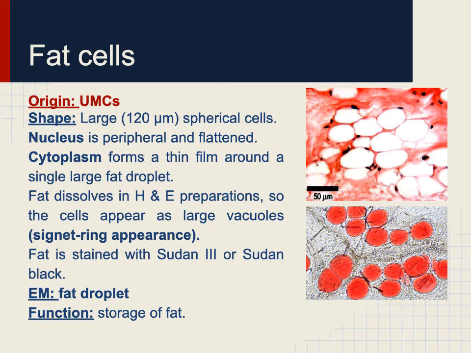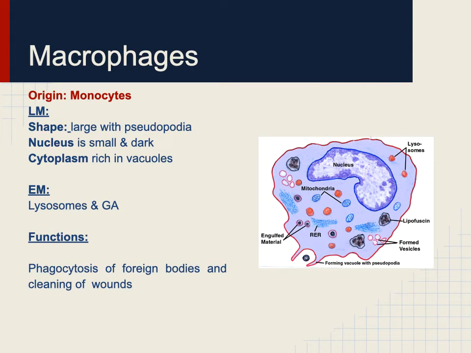During preparation by hematoxylin and eosin, we use alcohol, and alcohol dissolves the fat droplets, leaving an empty space, giving the signet ring appearance. Fat can be demonstrated by Sudan III or Sudan black. By electron microscope, we can see a huge fat droplet with cytoplasm pushed to the periphery with few organelles. The main function of the fat cells is storage of fat. Another type of cell which has a different origin is the macrophage. Macrophage originates from a blood cell called monocyte.